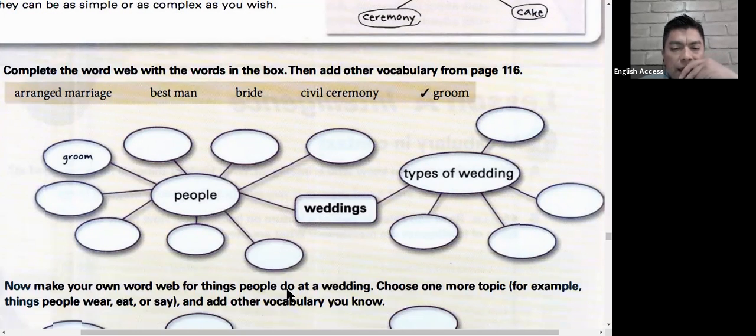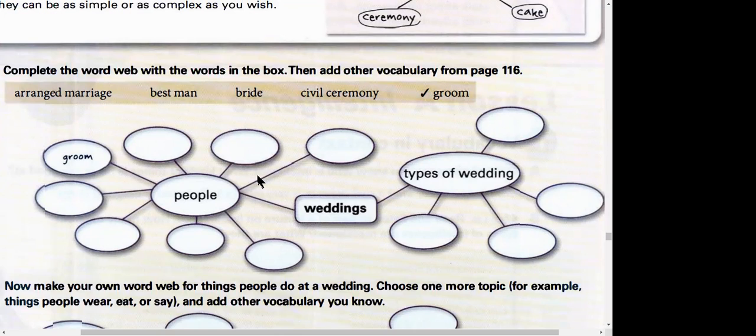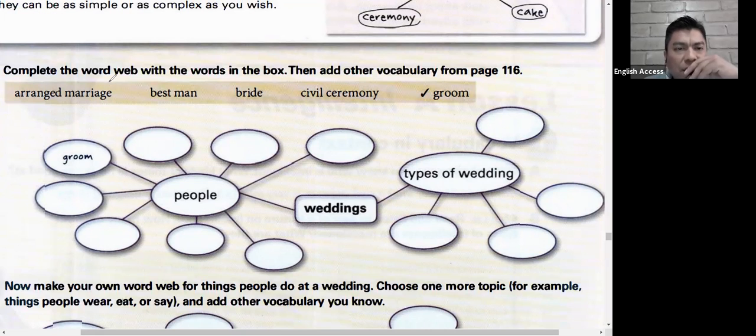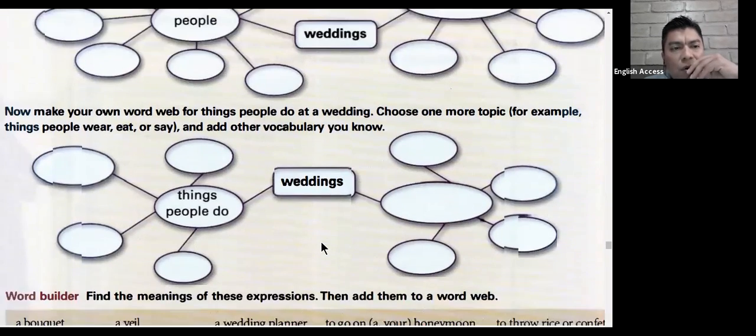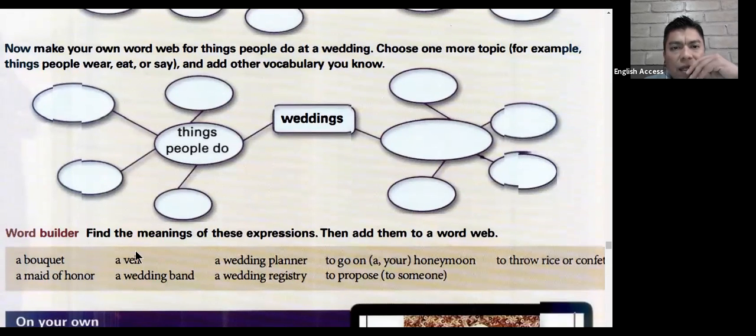That was good, but Diana, can you repeat the last thing you said for people? You said something about the groom. Can you repeat that, please? Friends of the groom. Okay, friends of the groom. Okay, thank you very much. All right, let's go for number 2, please. Make your own word web for things people do at weddings. Choose one more topic, for example, things people wear or things people eat or things people say.